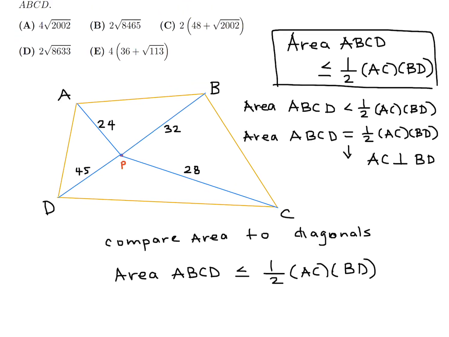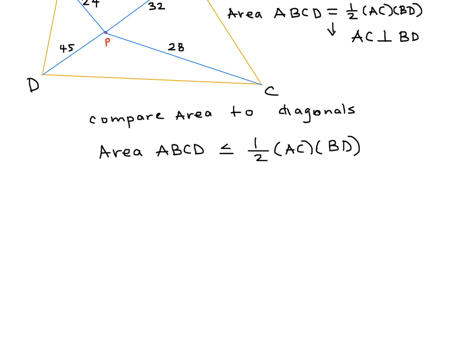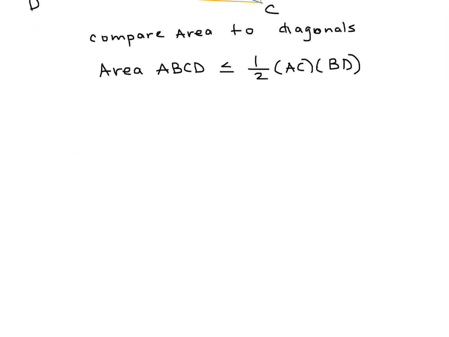Okay? They tell us that the area of ABCD is 2002. They tell us that in the question. So therefore, this is 2002. Okay? Now, let's look at this part right here. 1/2 AC times BD. Well, we don't know what is AC. We don't know what is BD.